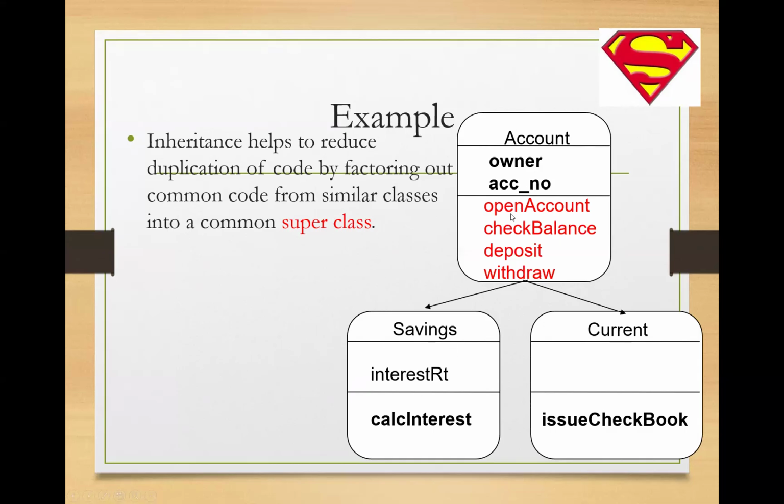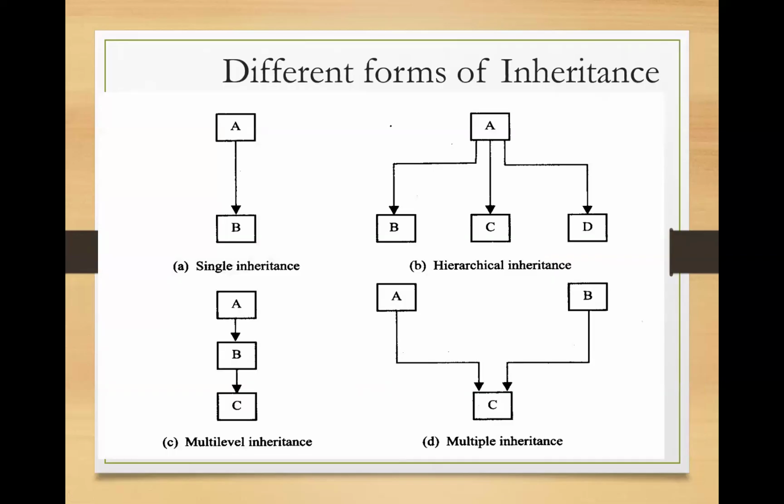Therefore, you can declare this. Open account, check balance, deposit, withdraw, those methods are also common for each account type. So you can declare this. Then only for the savings accounts, you have calculate interest, and the interest rate variable is required. For the current account, no interest is calculated. Then you can have a method called issue checkbook. Likewise, you can have different attributes for each subtype.